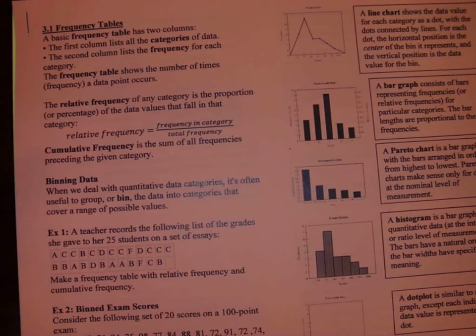The other thing that can happen in these is we can actually bin our data. That's when, if we have quantitative data categories, it's useful to group or bin the data if you have several data points, so that you can group them together as groups of 5 or groups of 10, wherever, and that way you can cover a range of possible values.